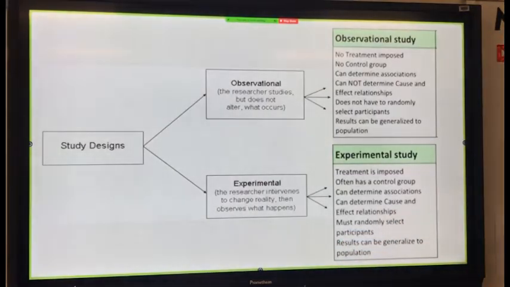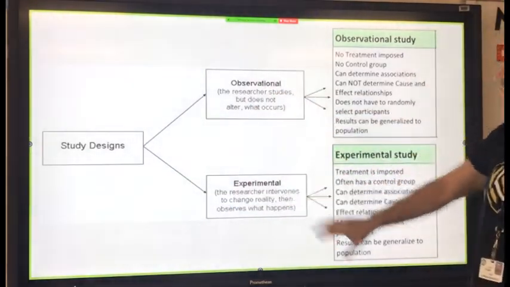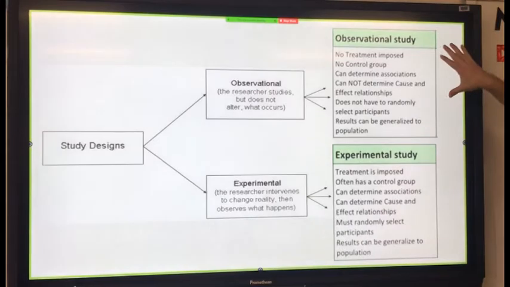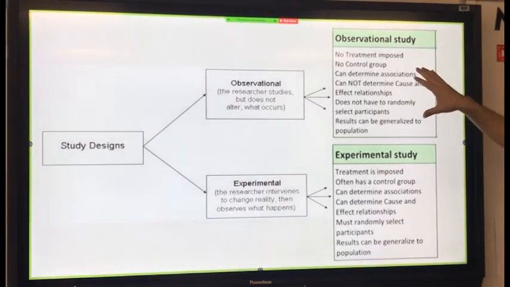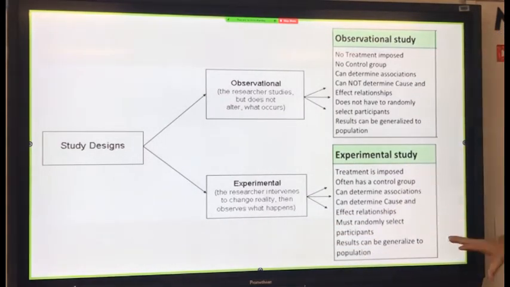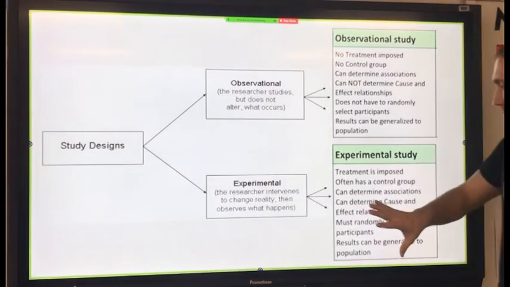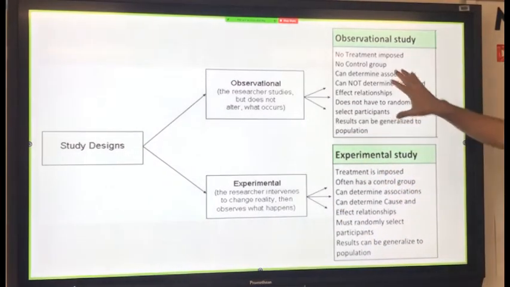Again, I like to look at pictures. So for study designs, we have observational and experimental. In observational, no treatment is imposed and there's no control group. We're just sitting there observing and seeing what's going on. In experimental, there is a treatment imposed, and there often is a control group, something to compare our data to. With experiments, we would want to randomize our participants. With observations, not so much.